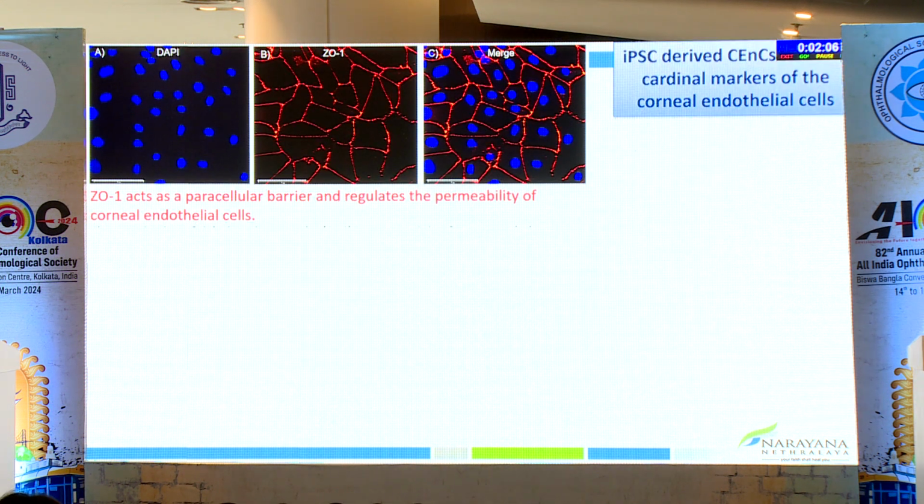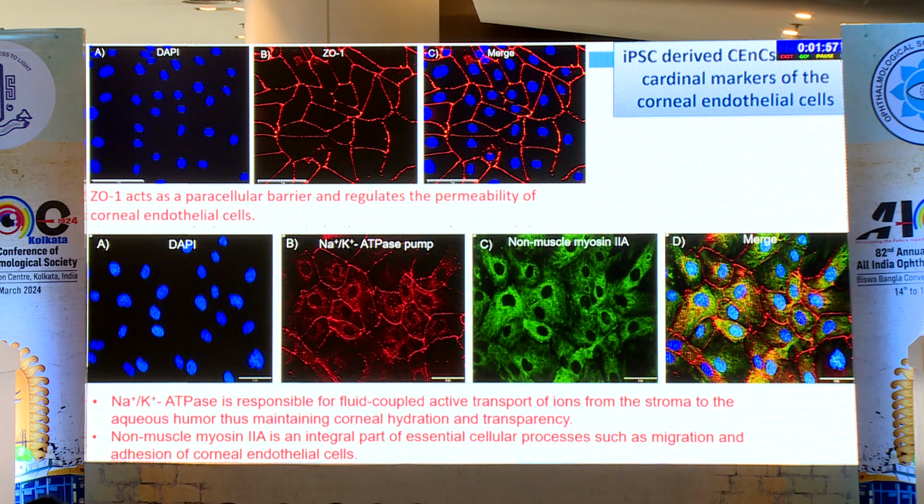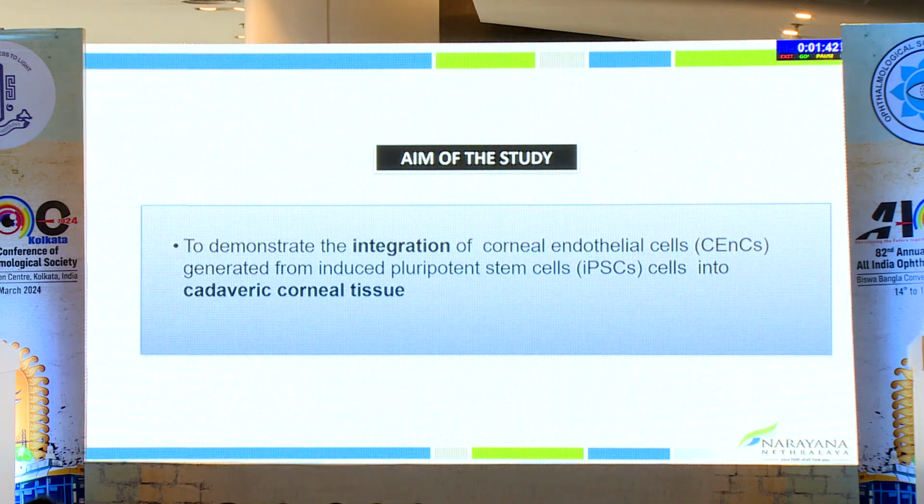We then moved to see the markers. Zonula occludens is a very, very important marker for endothelium, which is a paracellular barrier and regulates the permeability of the endothelial cells. We all know about the sodium-potassium ATPase pump, which is responsible for dehydrating the cornea, and the non-muscle myosin, which is an essential process for migration of the cells. So all of these markers were found to be positive in the cells which we generated in the corneal endothelium.